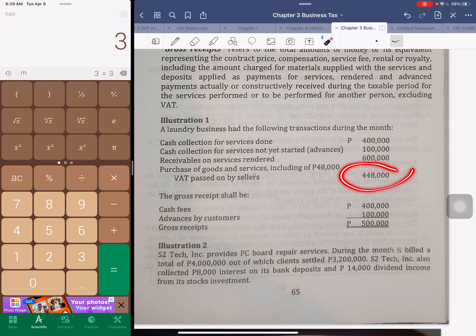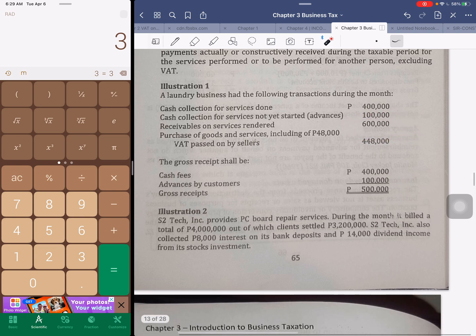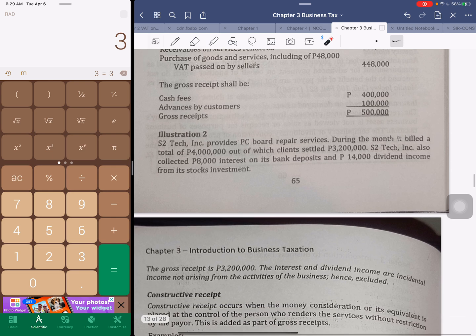On this case kasi sa 440,448, we are buyer. So therefore, hindi natin to isasama. So dalawa lang, 400, 100, 500,000. Yung 600, hindi pa nakokolekta kahit na-perform na yung services. Therefore, hindi siya kasama sa business tax.